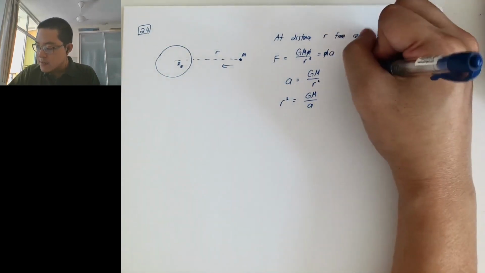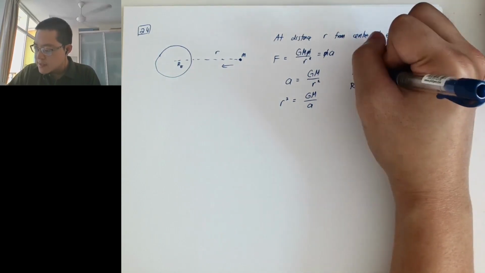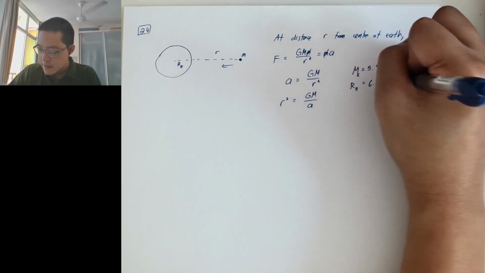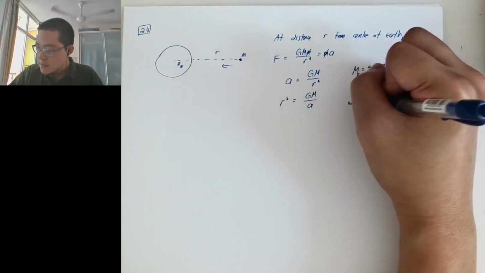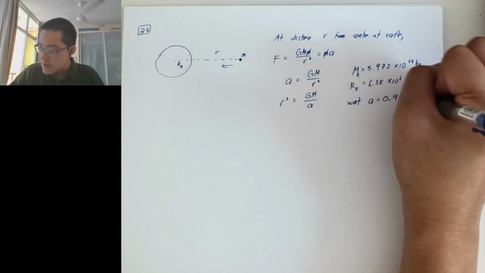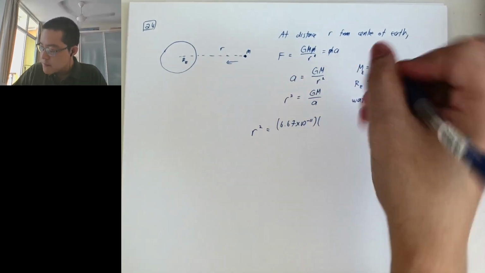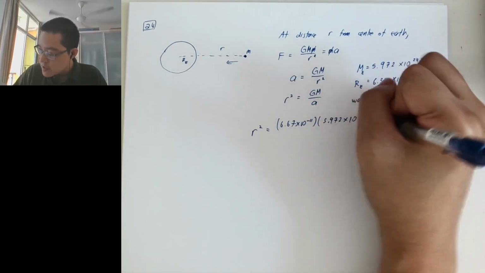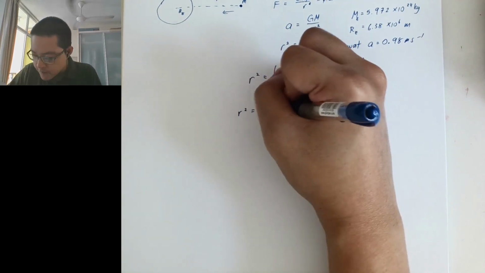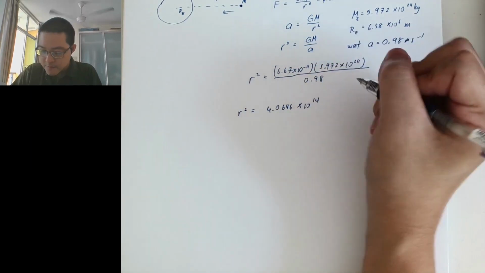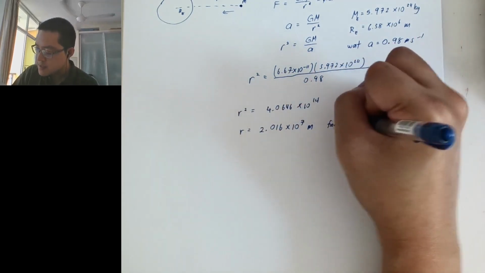The mass of the Earth, no need to memorize, is always given: 5.972 times 10 to the 24 kg, and the radius of the Earth is 6.38 times 10 to the power 6 meters. If I put these values in, and I want my acceleration to be 0.98 meters per second squared, I can calculate this. G is 6.67 times 10 to the minus 11, the mass is 5.972 times 10 to the 24 kg, and the acceleration is 0.98. From here we can calculate r squared to be 4.0646 times 10 to the power 14, and taking the square root, you get 2.016 times 10 to the power 7 meters from the center of the Earth.